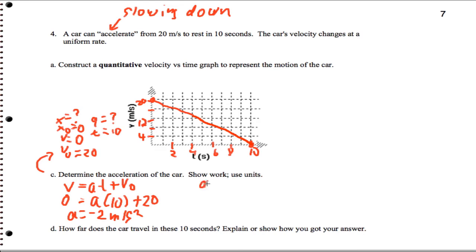Another way to do this is that the acceleration is the slope of this velocity graph. So we can say that this is one point and this is another point. This is 10 seconds and 0. This is 0 seconds and 20. And so I can do y2 minus y1 over x2 minus x1, which will be 0 minus 20 over 10 minus 0. And that's also going to give me negative 2 meters per second squared.